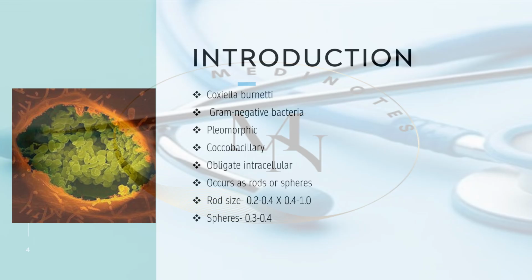So the causative agent of Q fever is Coxiella burnetii, which is a gram-negative bacteria. This bacteria is pleomorphic in nature, coccobacillary, and an obligate intracellular bacteria. It might occur in two shapes. It can either be rod shaped or it can be spherical. Now, if it is rod shaped, the size would be in the range of 0.2 to 0.4 by 0.4 to 1.0. That is, the breadth would be 0.2 to 0.4 and the length would be 0.4 to 1.0 micrometer, and the spheres would be 0.3 to 0.4 micrometer in diameter.